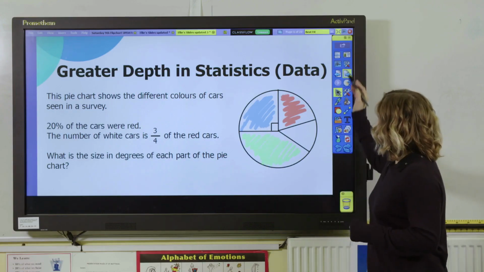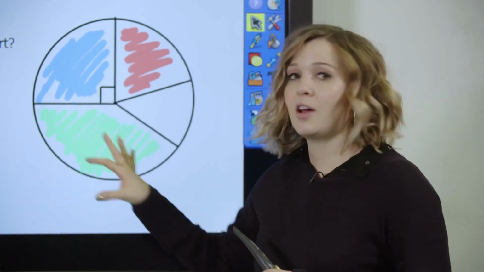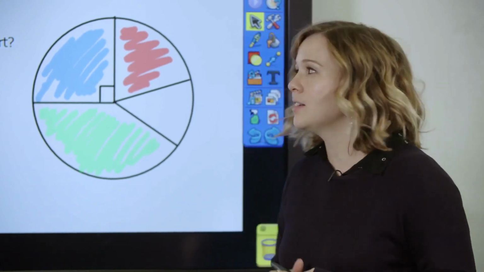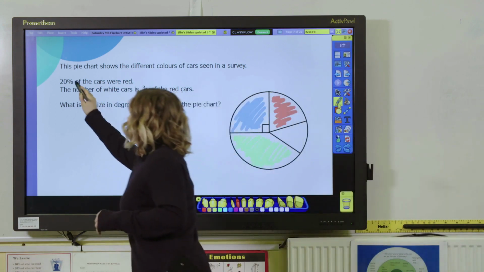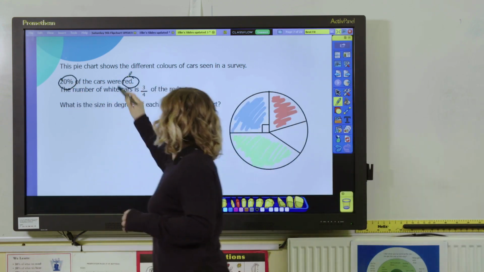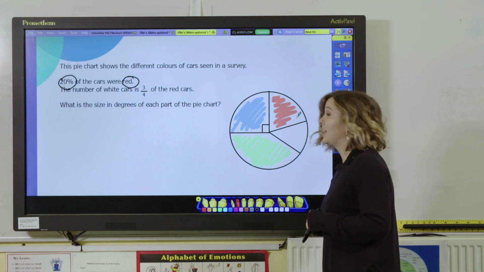So we're going to begin by looking at what we know about pie charts, circles. We know that the whole thing is 360 degrees. It's really important that your pupils know that. We're then going to look at the information that we're given in the question to start with. It says 20% of the cars were red. So we're going to start by working out this angle here.